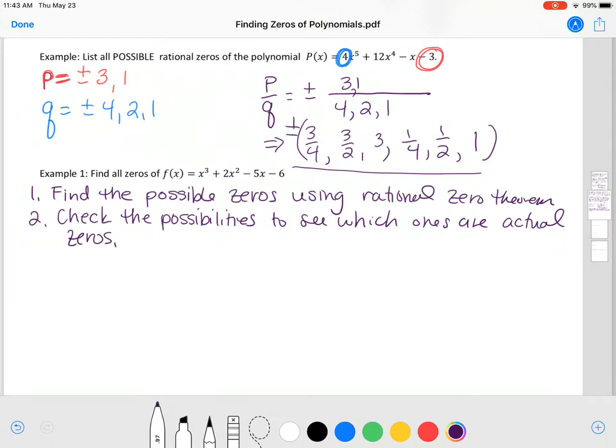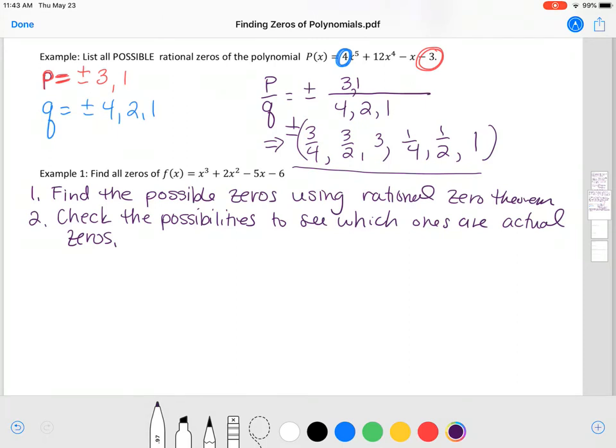And you can do this on your calculator. So, for example, if one of my possibilities was 3, I would plug 3 into my polynomial and see if I get out a 0. If I don't get out a 0, then it's not a 0. If I plug in 3 and I do get out a 0, then I would consider 3 one of my actual zeros. So the rational zero theorem only gives us some possibilities. From there, we have to check which ones are the actual rational zeros. Sometimes you don't get any, and sometimes you'll get all of them all at once. It just depends on the polynomial.